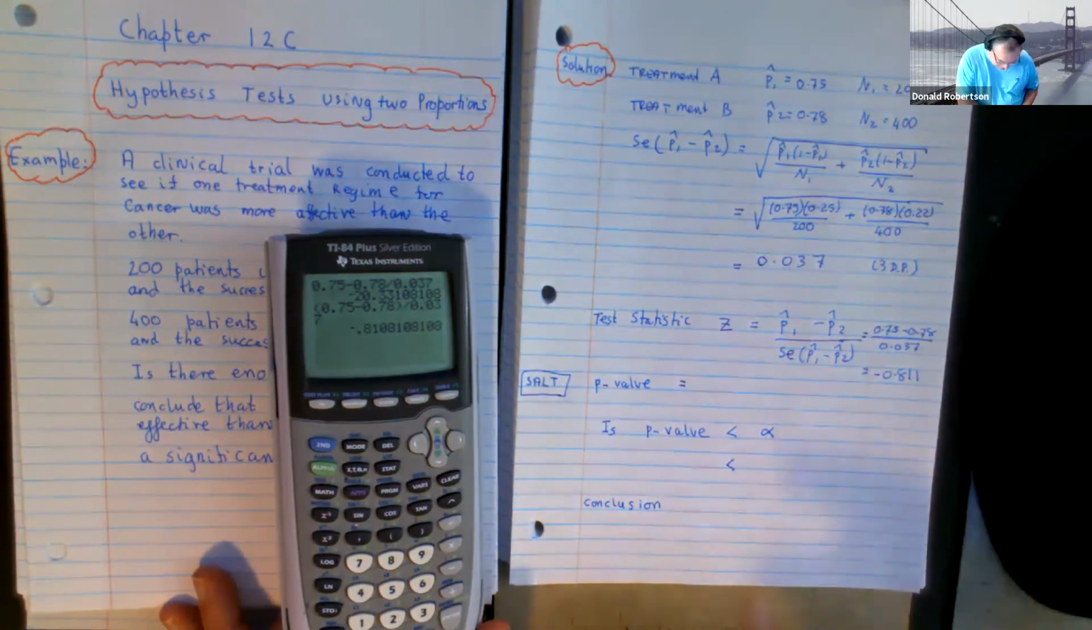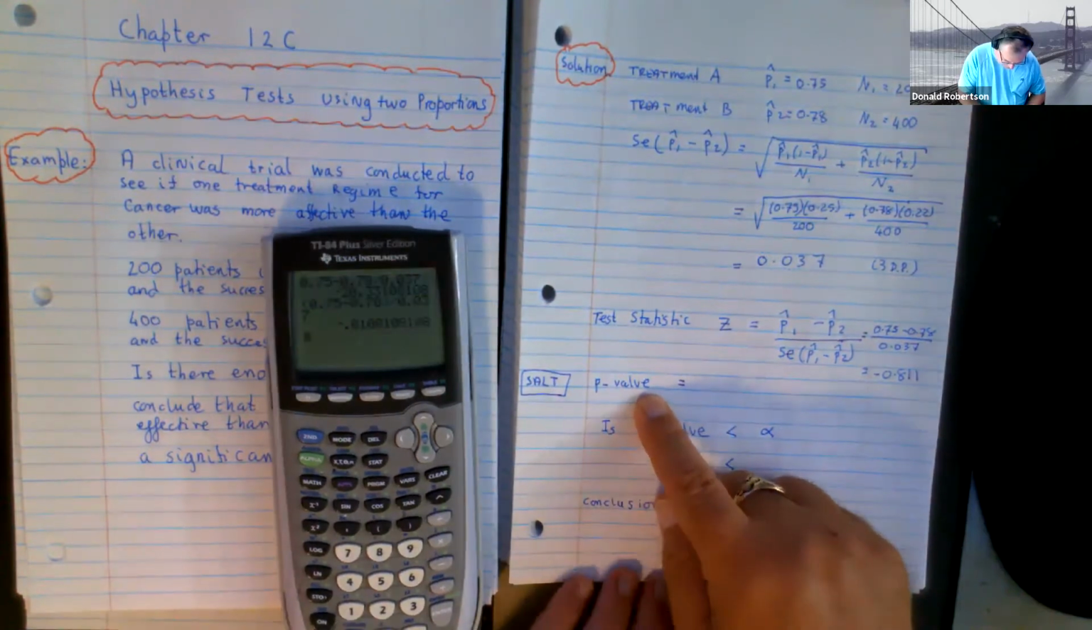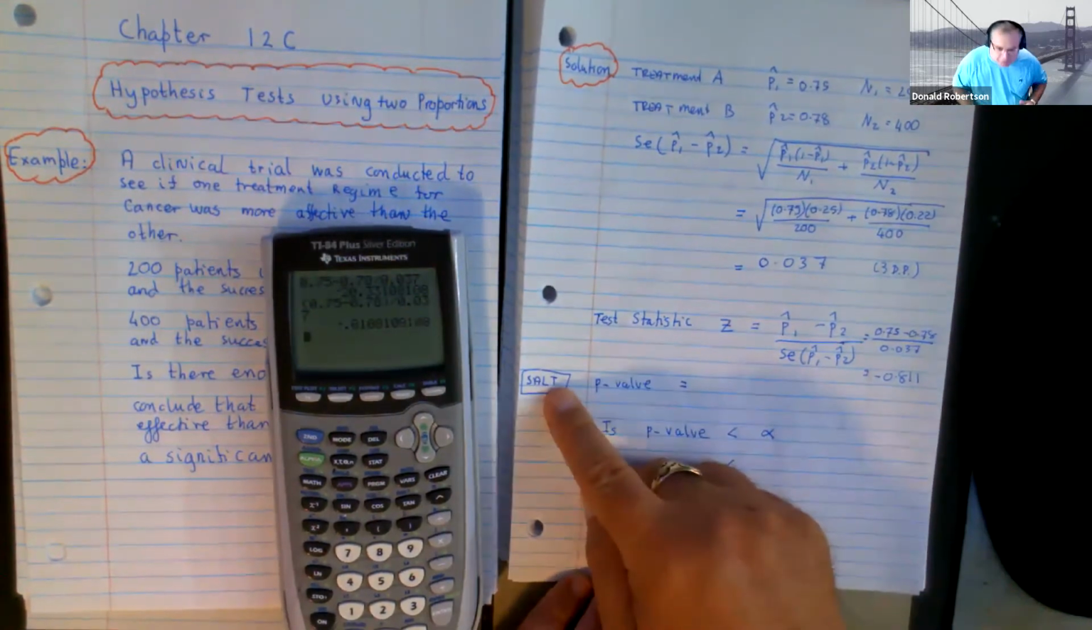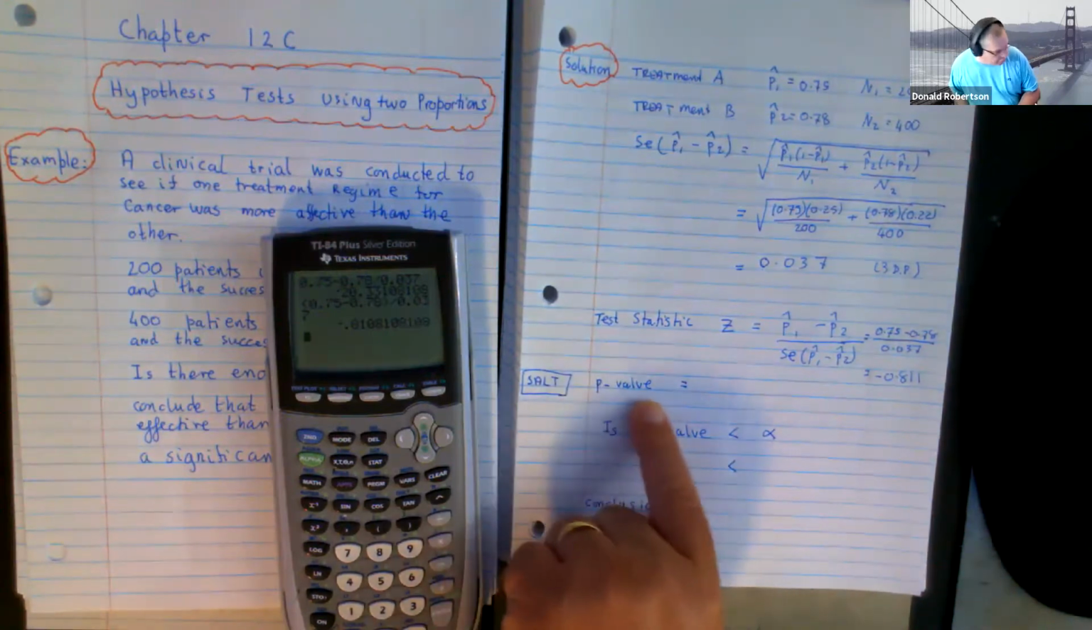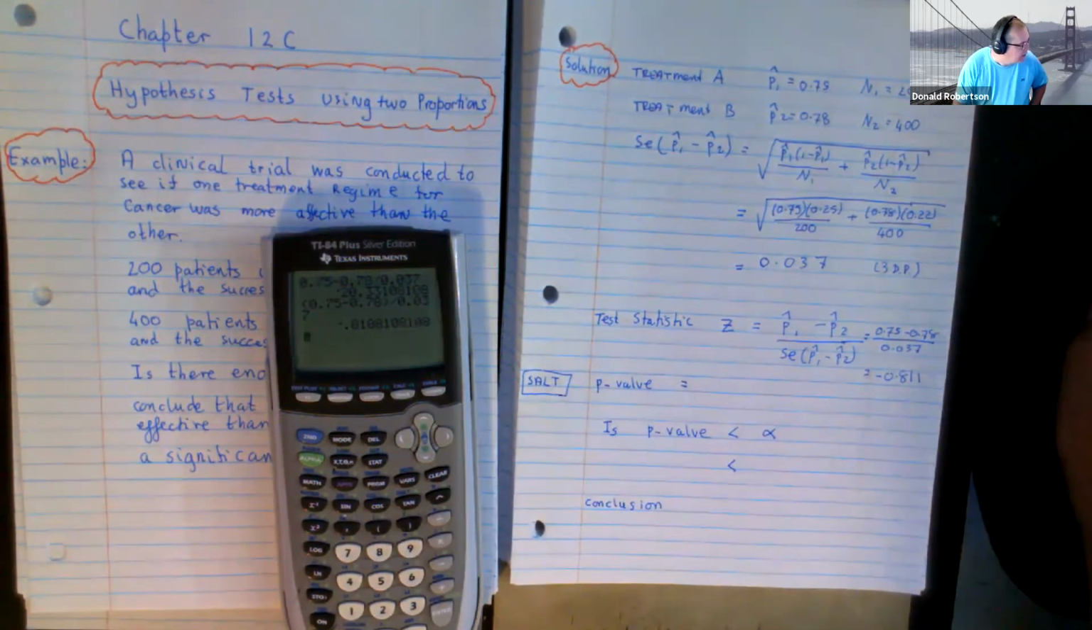Now, the next stage would be the p-value, but there comes a point where it's just not feasible to do it by calculator or hand, or at least not easy. So at this point, I'm just going to let SALT take over. And I'll click on a random SALT button.